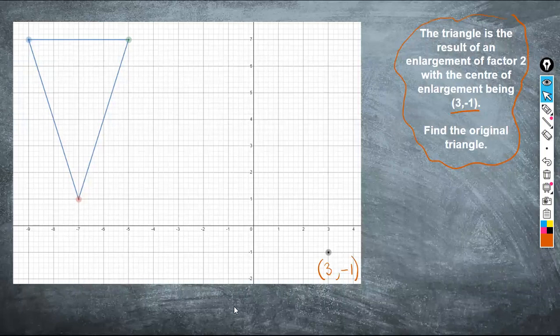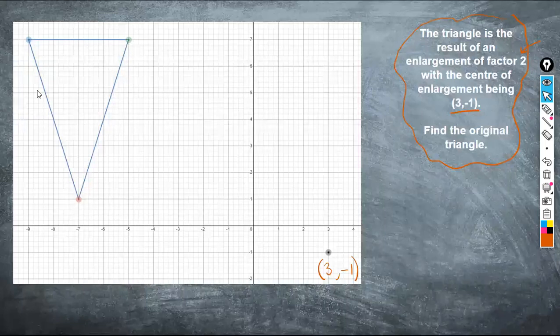Again, this triangle is a result of enlarging a particular triangle by 2. Do we have the original triangle? Now, let me ask that question first. Do we have the original triangle? The answer is no. Isn't that your job? Your job is to find that original triangle and keep in mind that it got enlarged by a factor of 2. So here's what you have to do in this question.